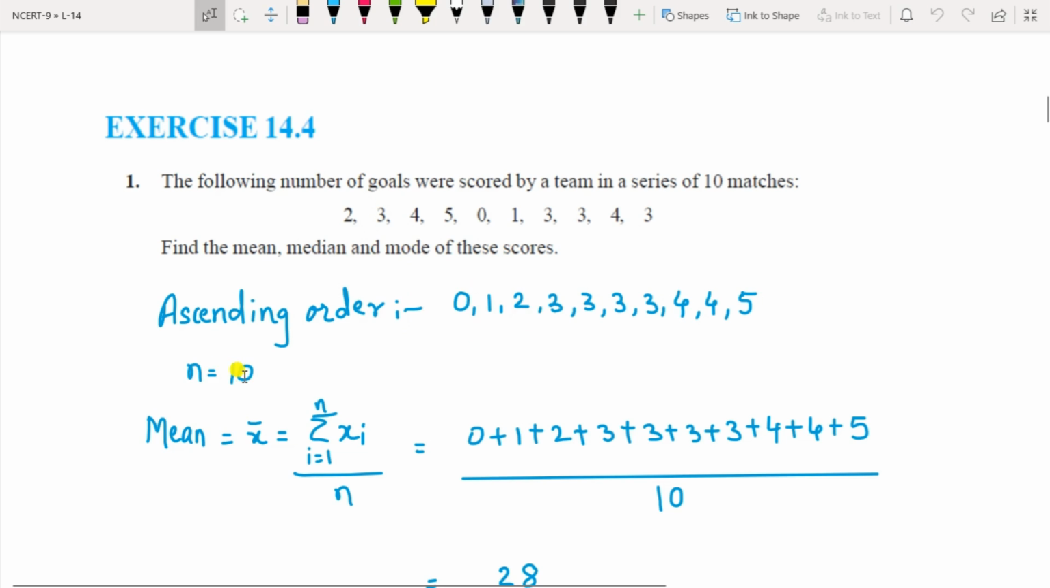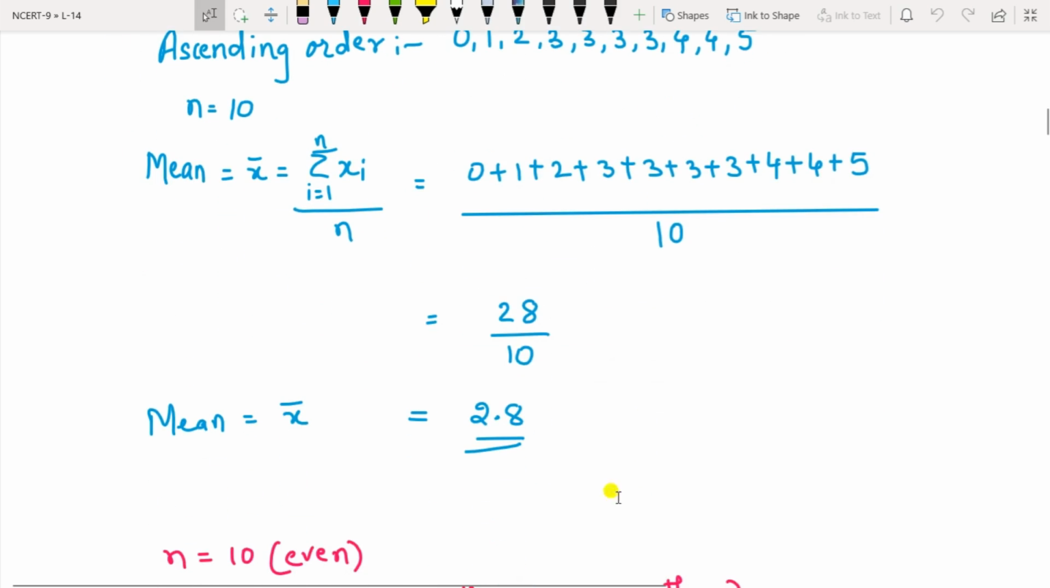Count the number of observations, that is n equal to 10 here. So mean, x bar, equal to sigma xi, i equal to 1 to n, divided by n. Here only observations are there, no frequency. So add all these observations and divide by 10, and you get the answer as mean equal to 2.8.